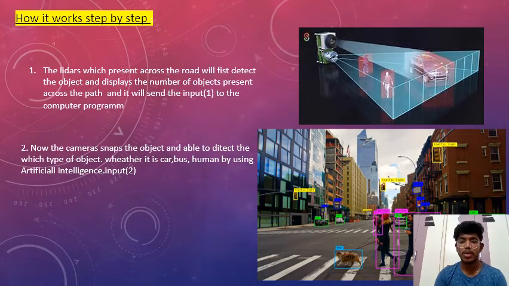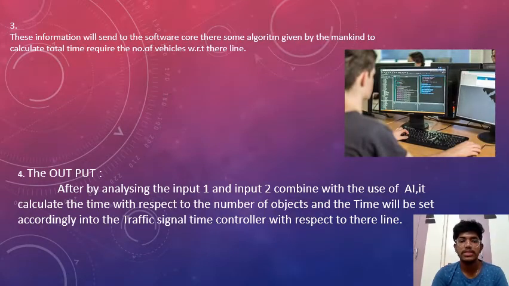Then the camera snaps the objects and is able to detect which type of object it is, whether it is a car, bus, woman or a dog, by using artificial intelligence. Then this information will be sent to the software code. There's some algorithm given by the mankind to calculate the total time required for the number of vehicles with respect to their line. Finally, the output.